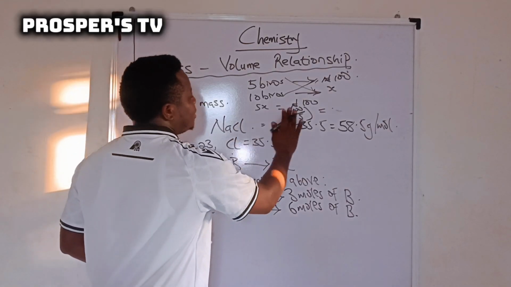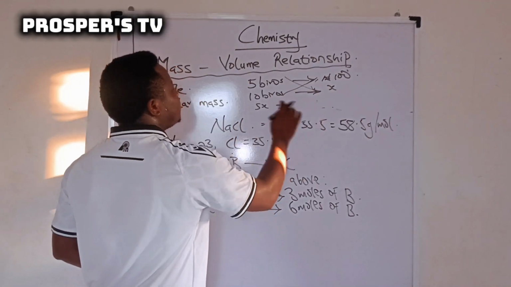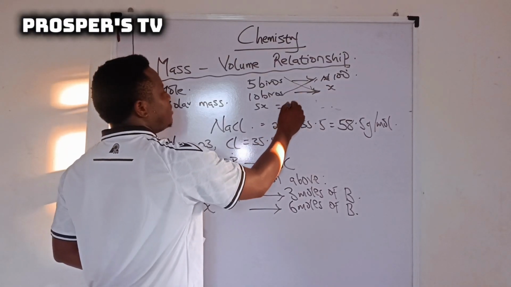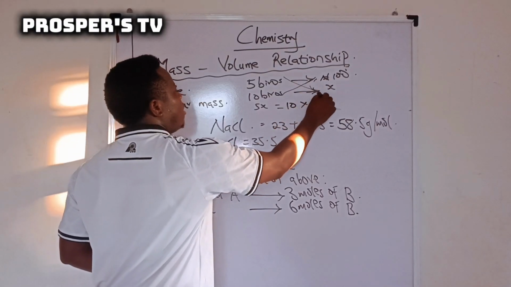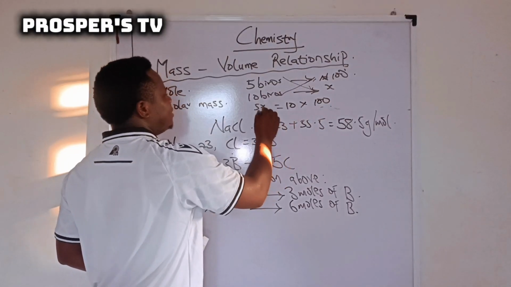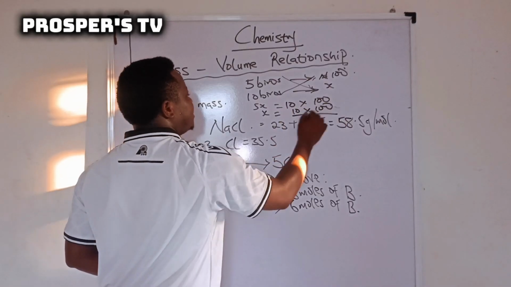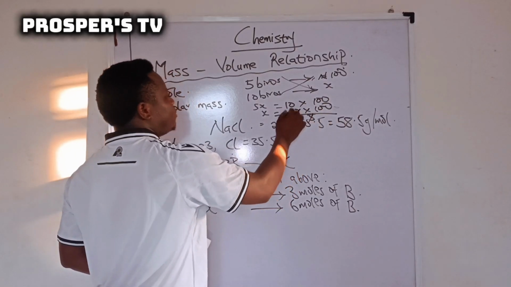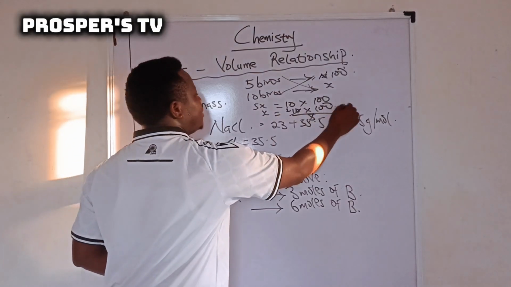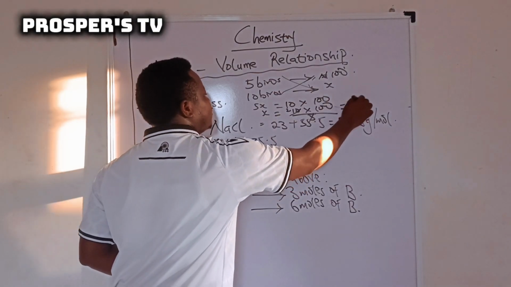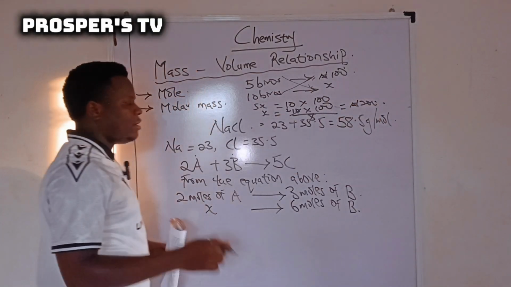Oh, sorry, I think there's a mix up there. If we cross multiply, we have 5 times x and 10 multiplied by 100. Then when you divide both sides, you have 10 times 100, divided by 5. 5 will go into 10 to give you 2, and 2 times 100 will give you 200 naira.